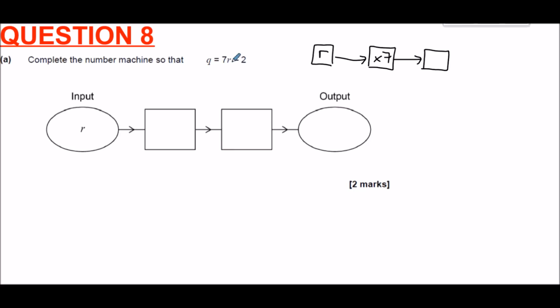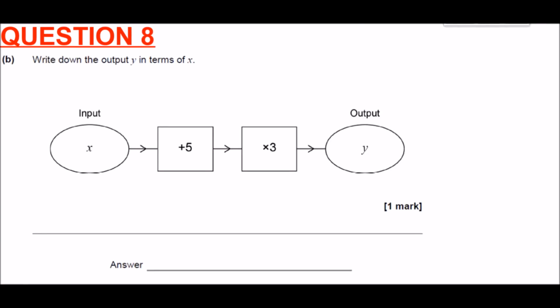After being multiplied by 7, we subtract 12. And the net result of all that is that it equals Q. And so these are the steps we can fill in. So first of all, R's multiplied by 7. Then we subtract 12. And the output of all that is Q. Part B, different number machine, and again we need to write down the output Y in terms of X.